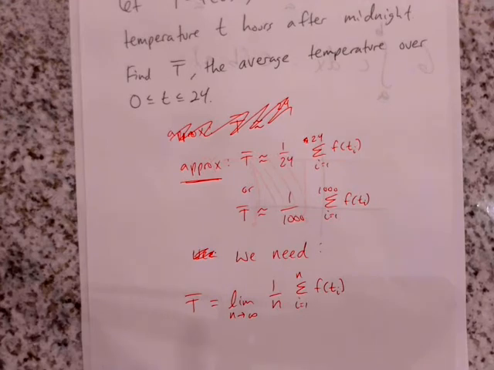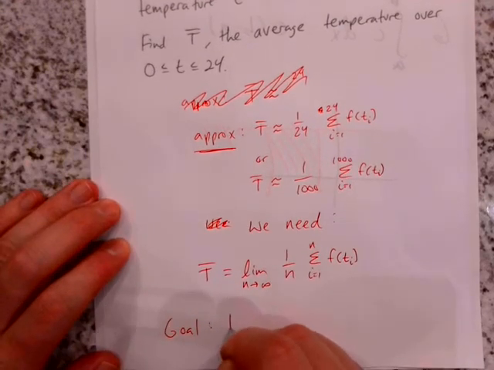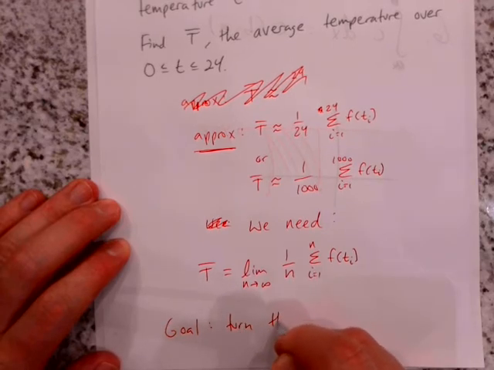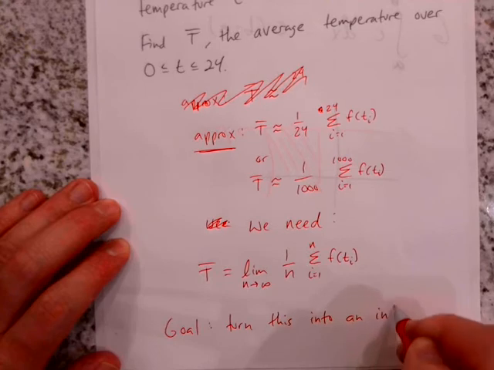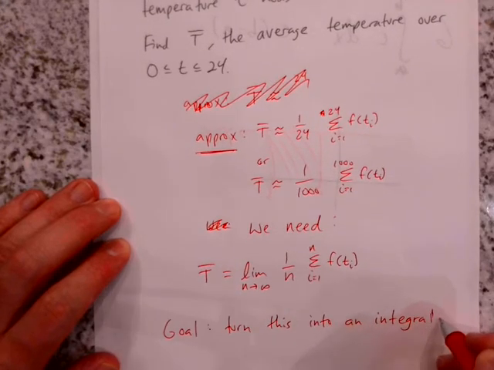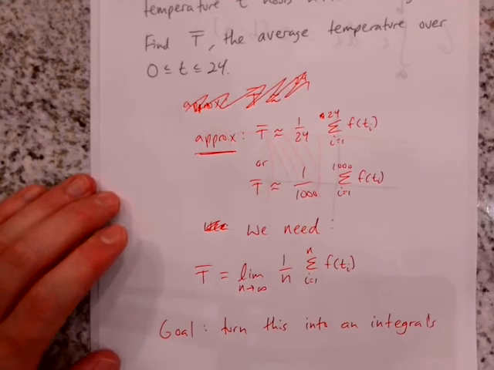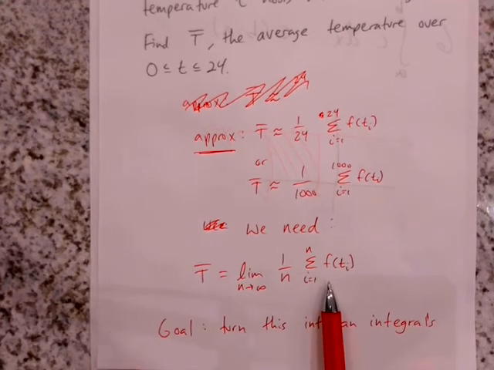So our goal is to turn this into an integral. And again, the reason that's our goal is that integrals are a lot easier to compute than sums. We have a bunch of rules for integrals that we'll learn next class. It makes them a lot easier to work with. But this can't be an integral yet.